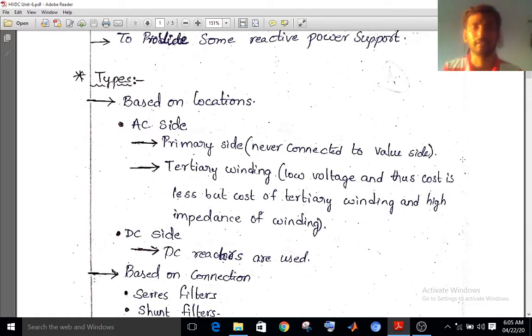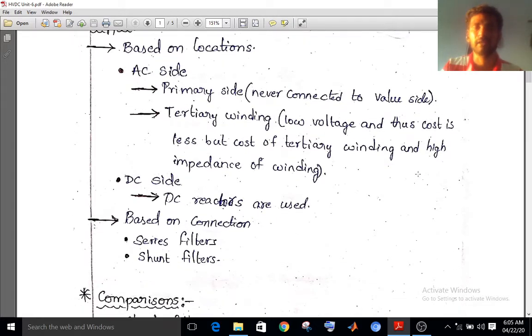On the DC side, generally DC reactors are used. These DC reactors are used to smooth the DC voltage waveform. Generally we use a smoothing reactor to maintain the constant current required by the inverter. Based on the connection, the filter may be connected in series or in shunt. So based on the connection, filters are divided into series and shunt filters.